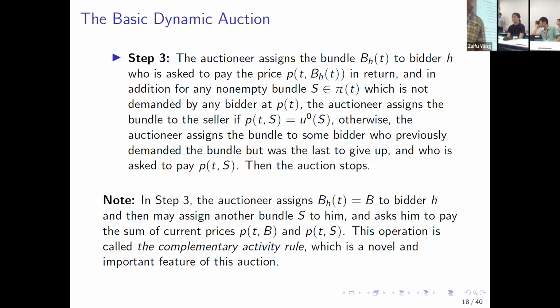Maybe I may not have understood the auction rule, but how can you exclude the possibility in which the same bidder is assigned some bundle according to this first sentence, and that person is simultaneously assigned some good because of the last part of this auction? So this is a very interesting case.